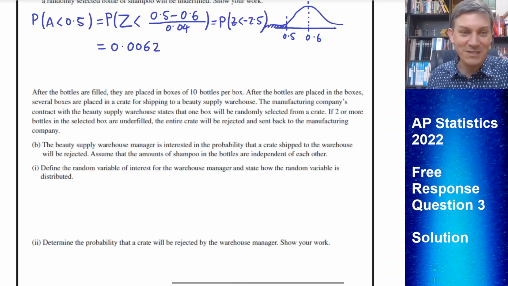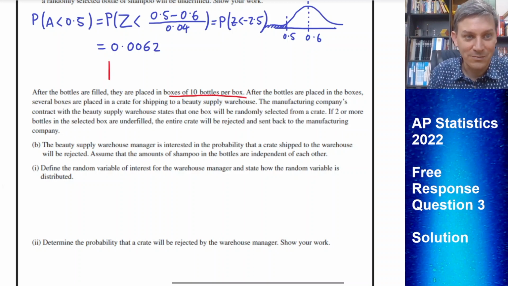Okay, so there's a lot of words there, so let's take a couple of minutes to unpack it. Okay, so bottles are filled and they're placed in boxes of 10 bottles per box. Okay, so here's a box, and in each box there will be 10 bottles of shampoo, like this.